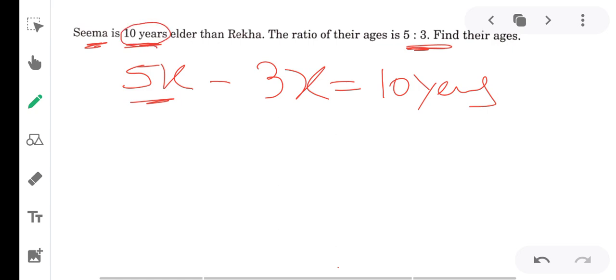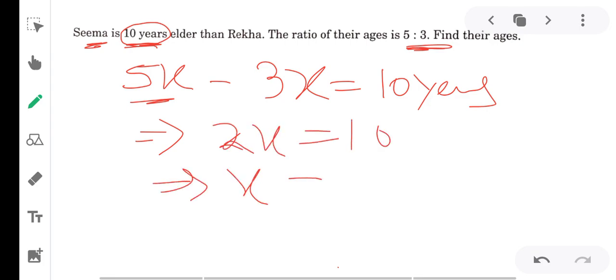So 5x minus 3x is 10 years. So 2x equal to 10 years. Then x equal to 5. So age of Seema is how much? 5x, so 5 into 5, 25. And the age of Rekha is 3x, so 3 into 5 is 15.